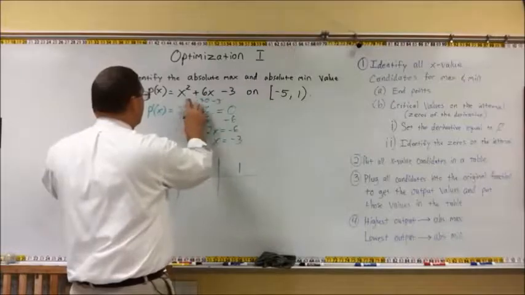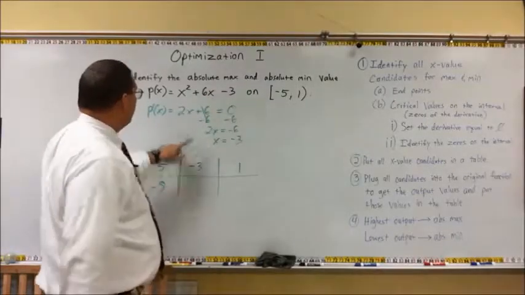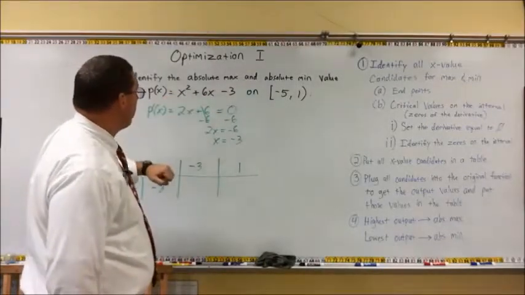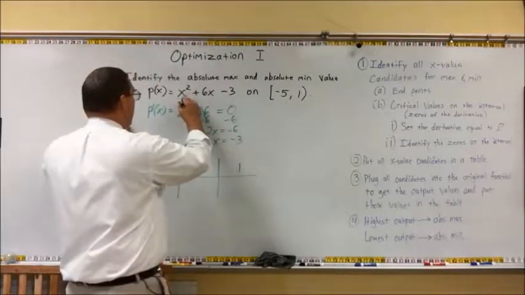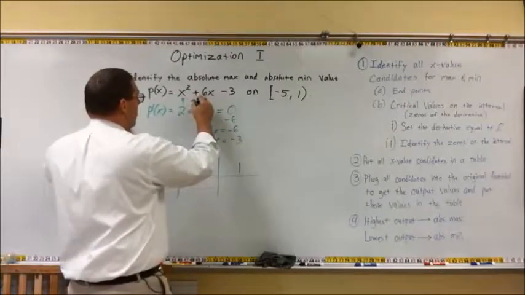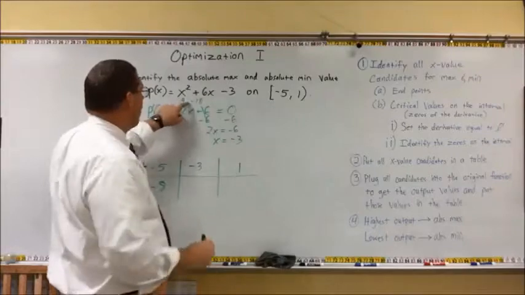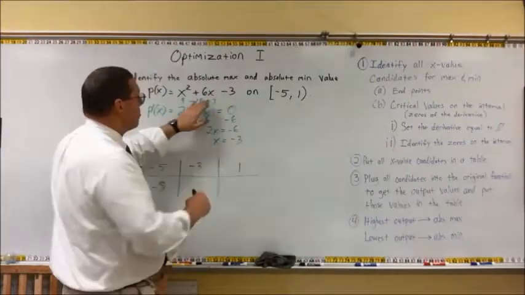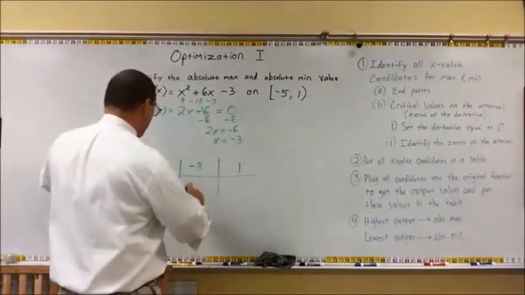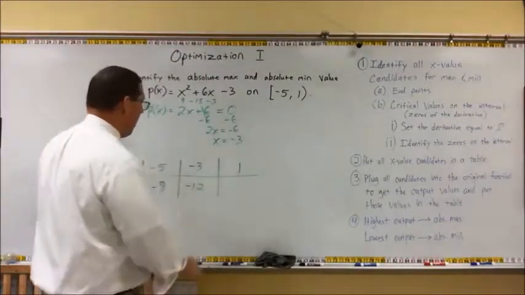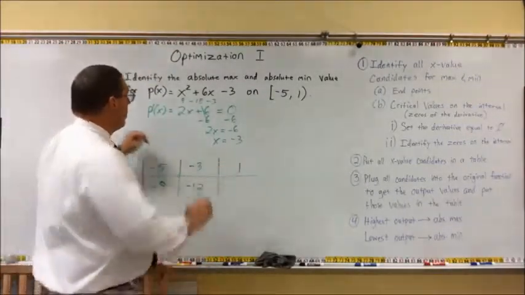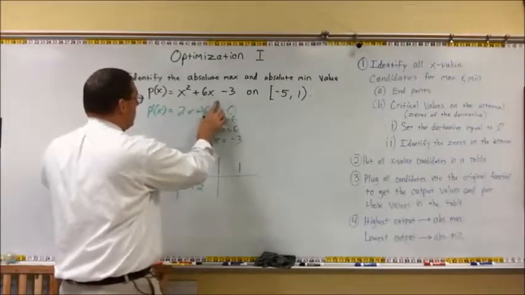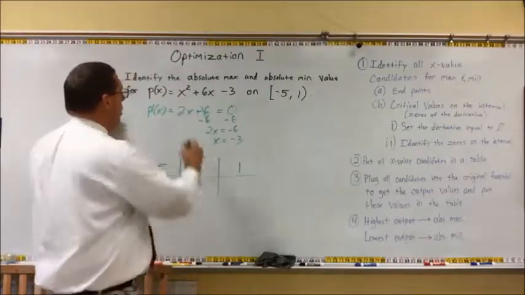All right, now let's plug in -3. -3 times -3 is 9. -3 times 6 is -18. And so 9 minus 18, that's -9. Minus 3 is -12. So -12 is our output. Now we'll plug 1 in. Okay, so we plug 1 in. 1 squared is 1.